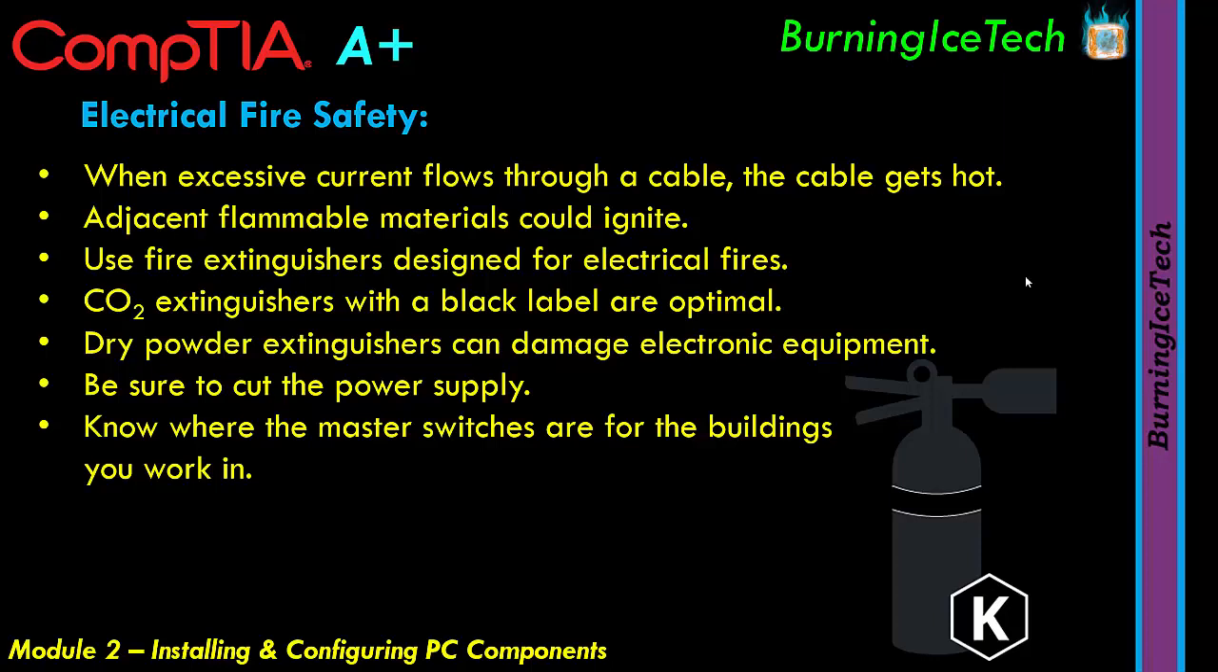Alright guys, so here's a few extra pointers for fire safety. Some of them might be obvious, some of them might be things you haven't thought of. So when excessive current flows through a cable, the cable gets hot. Now, excessive current is normally a very high amount of amperage, is what we call it. So if you've got a very thin electrical cable and you're pulling an excessive amount of electricity through it, let's say you've got some sort of heater, kettle, maybe an iron of some kind, anything that pulls a very large quantity of electricity through a very thin cable is going to make that cable get hot because it's too thin to handle the amperage.